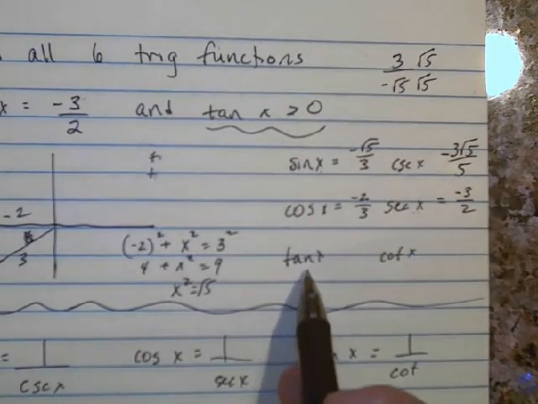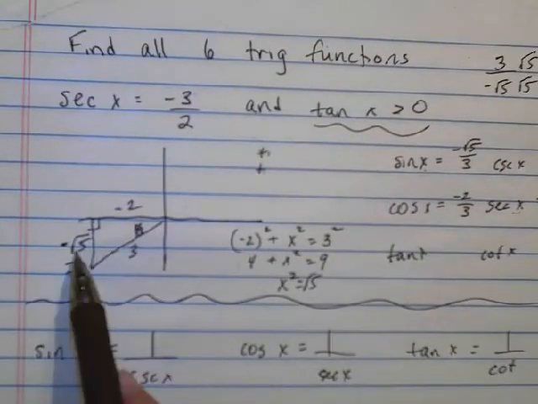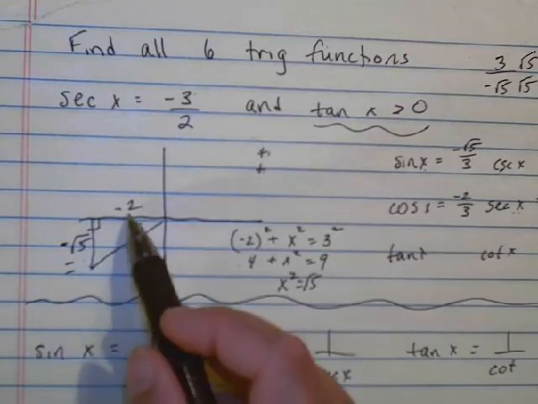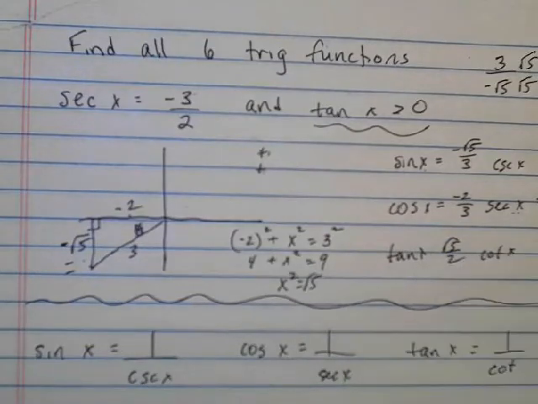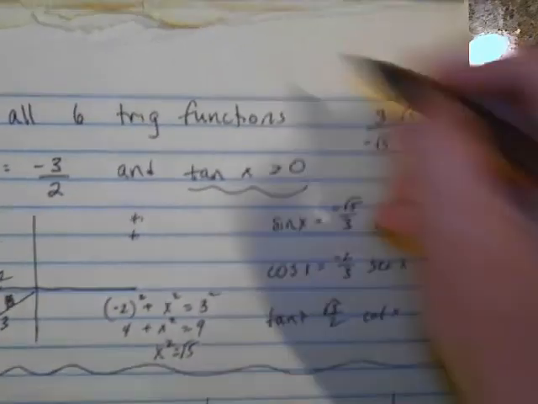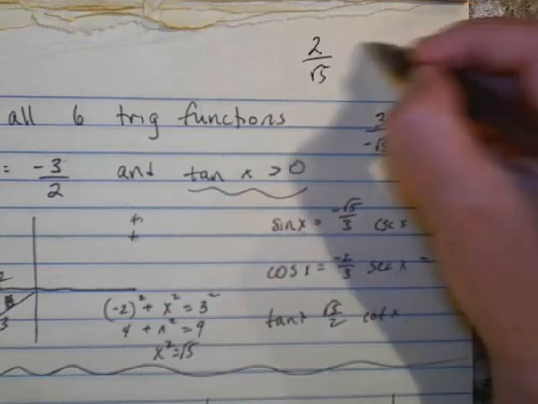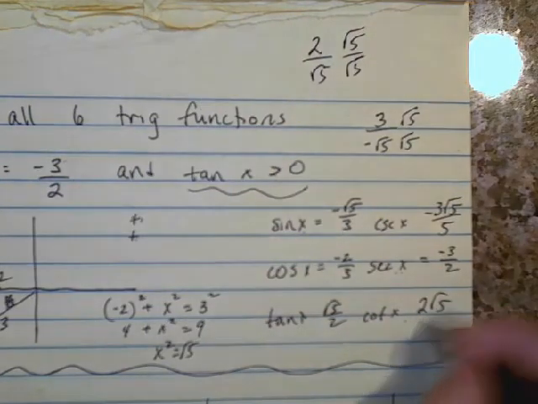Tangent is opposite over adjacent. So negative square root 5 over negative 2 becomes positive square root 5 over 2. The cotangent is going to be the reciprocal. So I'm going to write it up here and work with it here. So it'd be 2 over square root 5. Multiply top and bottom by the square root 5. So it would be 2 square root 5 over 5.